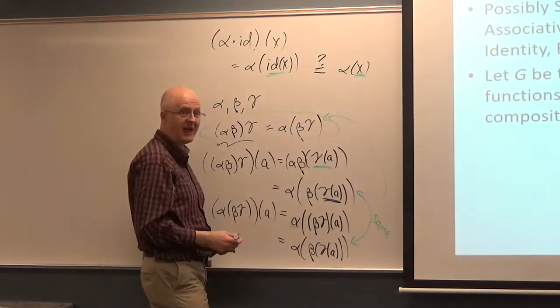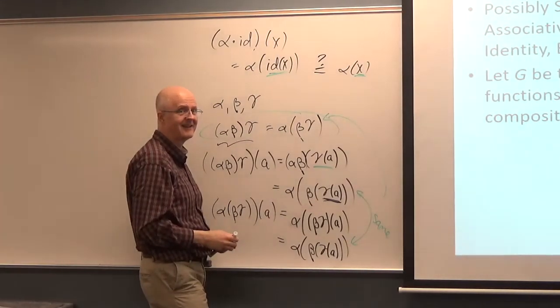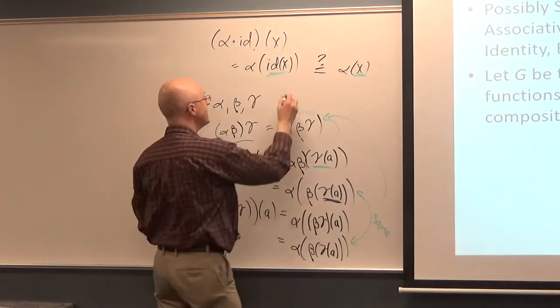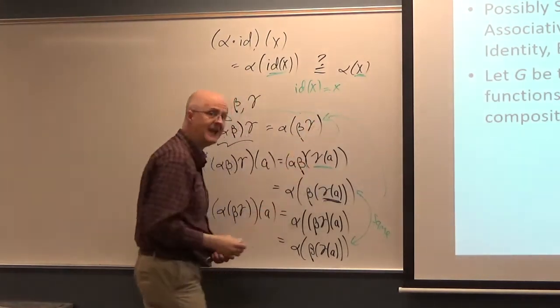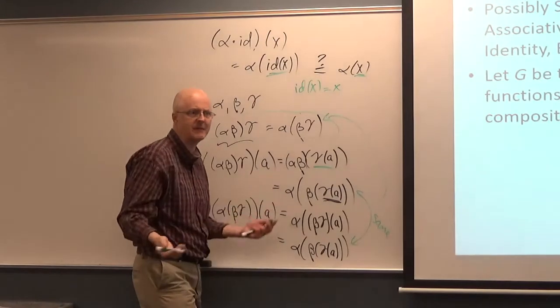ID of x would need to equal x. And that is the identity function. For an arbitrary input, the output is the same. The domain and range have to be the same set.